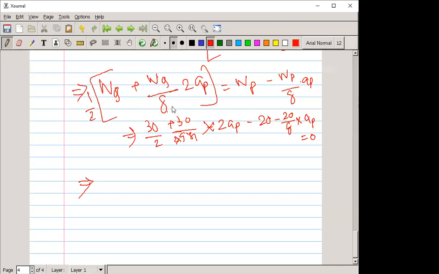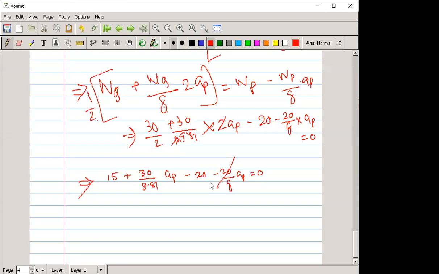30 by 2, 30 by 9.81 into 2. So just deducted these two things, then we can write 15 plus 30 by 9.81 AP minus 20 minus 20 by G AP is equal to 0.